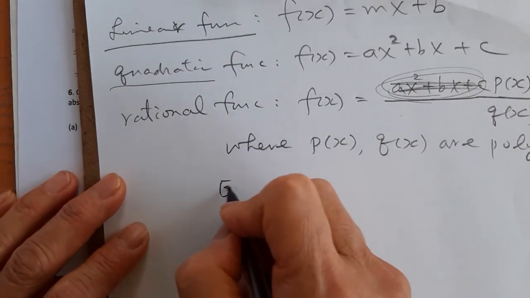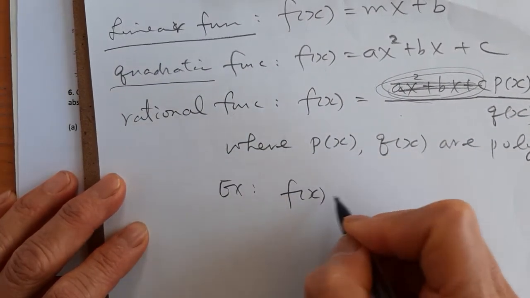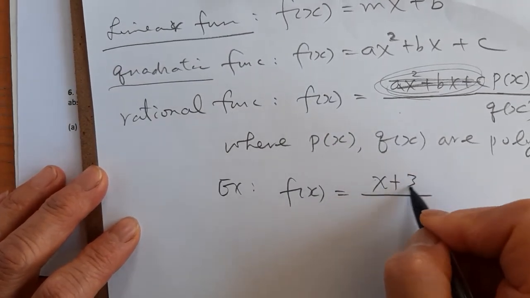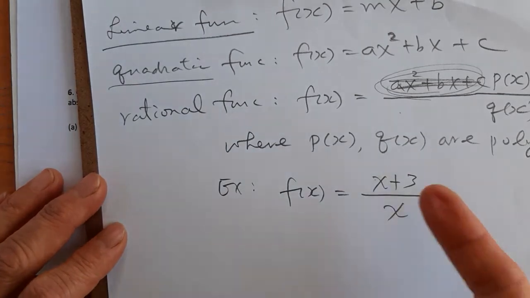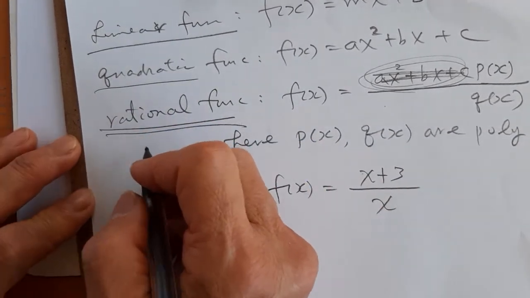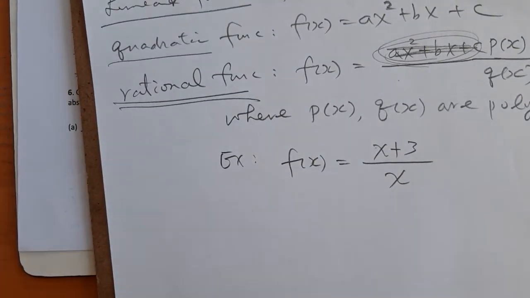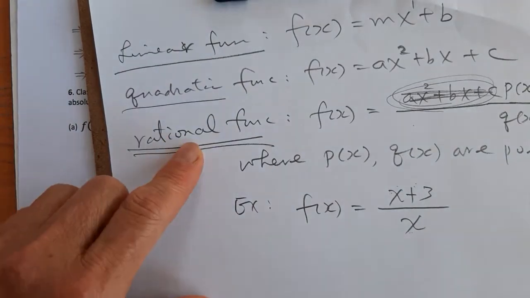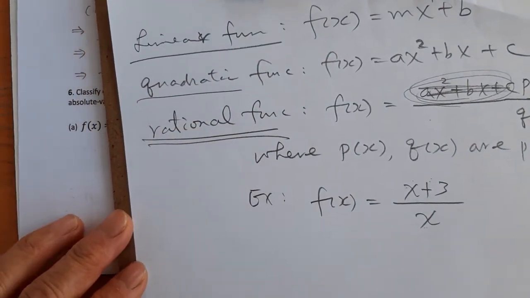For example, f(x) equals x plus 3 over x. As long as it is in fractional form, we call it a rational function. A rational number means a fraction. As long as this is a fractional form, we call it a rational function.